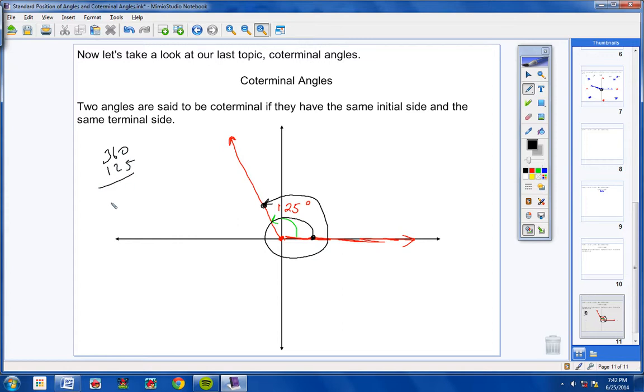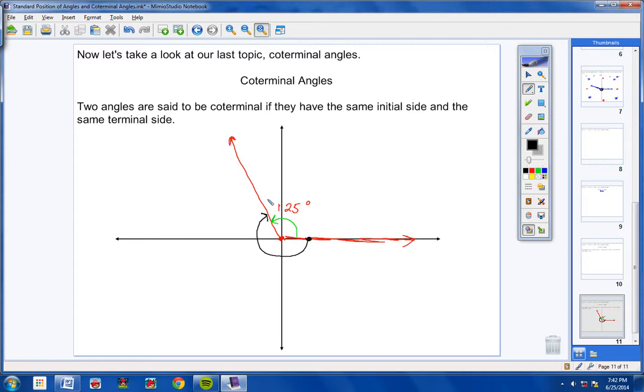Now, let's find a negative coterminal angle for 125 degrees. So we're going to start right here on the initial side, and let's rotate here. And that's all the further we have to go. Now, if you wanted to go around one revolution and then some more, that's totally fine, but you don't have to. Okay, this is totally sufficient. As long as we have a different number than 125, we're fine.